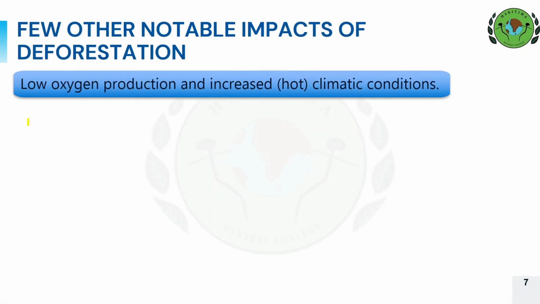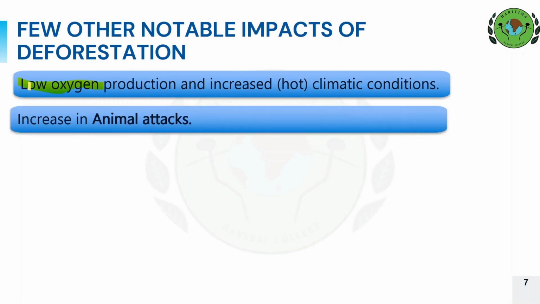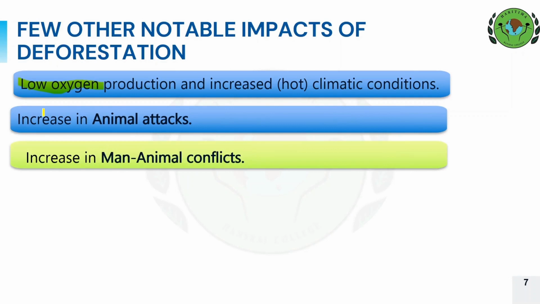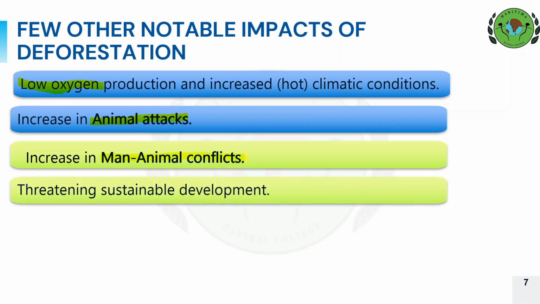Now let's discuss some other notable impacts of deforestation. The first and foremost thing is decrease in O2 production. With more and more of animal habitat getting taken away by humans, the wild animals have no choice left but to enter human settlements in search of food and migration, and hence animal attacks and man-animal conflict is gradually becoming the order of the day. Cases of tiger attack, elephant attack, and bear attack are constantly making newspaper headlines.